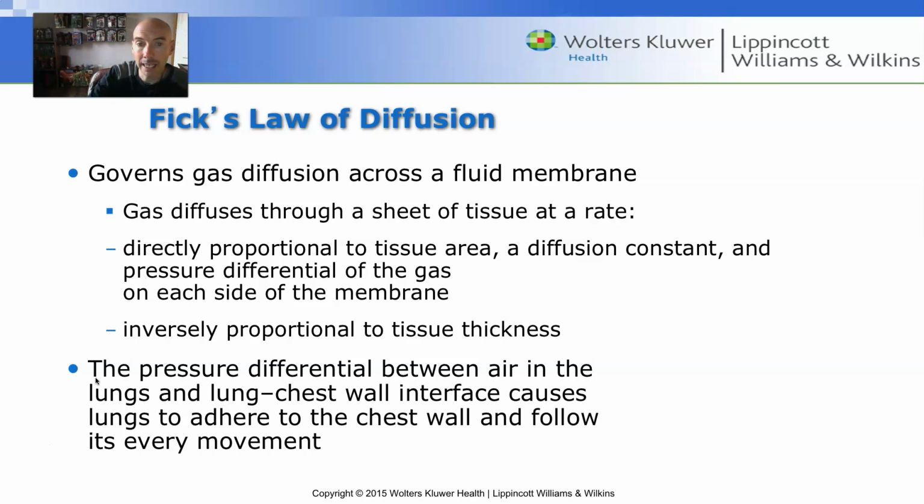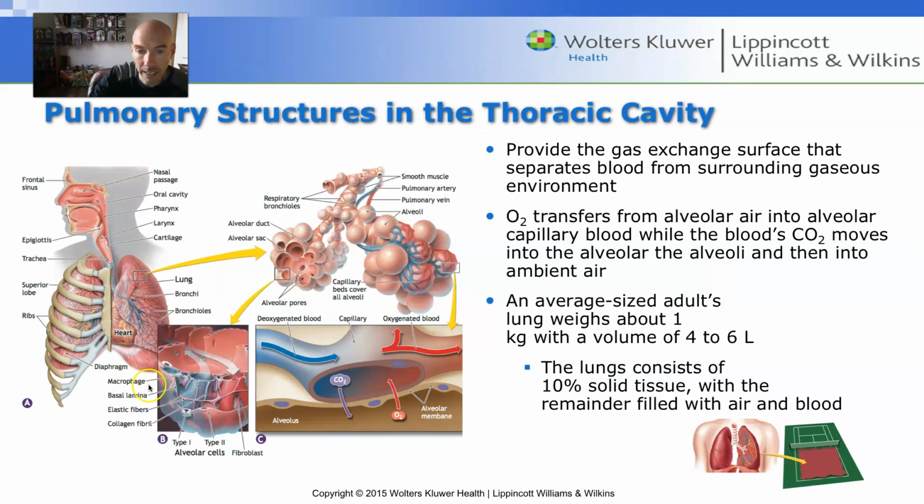So if we jump back here really quick to this slide, there's a high concentration of oxygen in the alveoli, low concentration of oxygen in the blood. Therefore, by the law of diffusion, that gas is going to move here, right? And then the opposite occurs here. High concentration of CO2 in the venous blood, low concentration of CO2 in the alveoli, so that gas is going to diffuse from high concentration to low concentration.